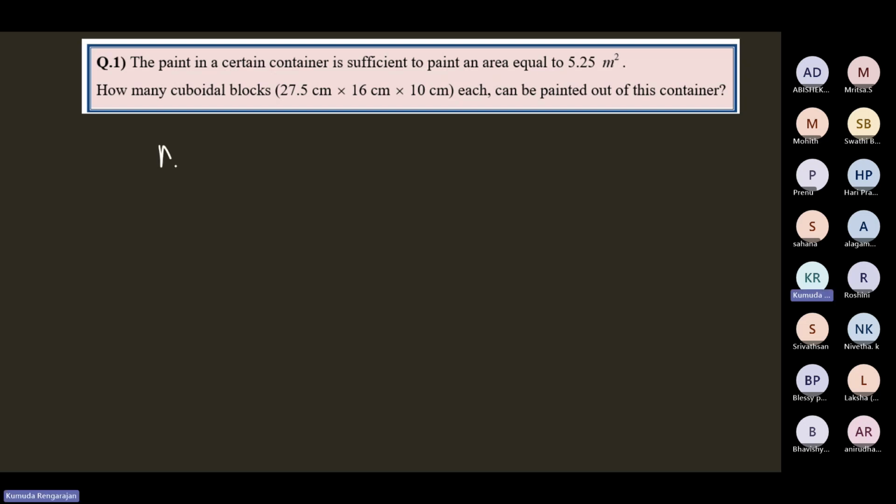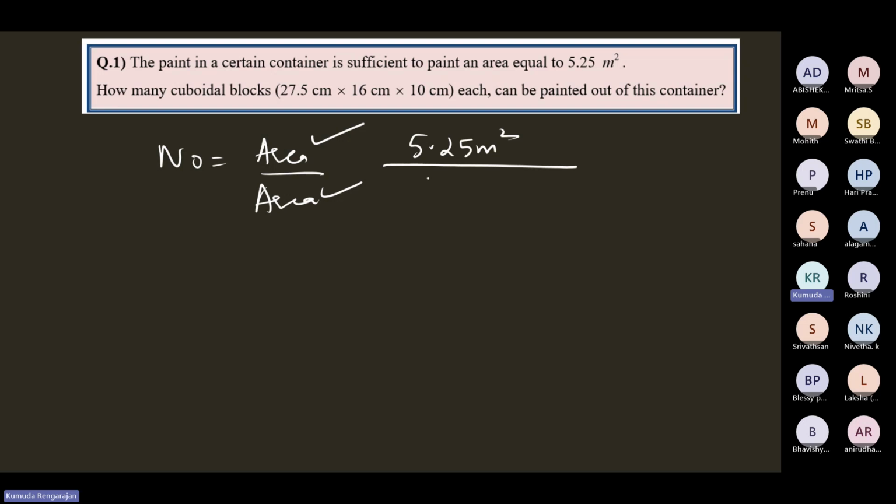See, in this case, the number of cuboidal blocks is equal to area by area. Now, which area in the numerator, which area in the denominator? The bigger area should be in the numerator. The bigger area is the total amount of paint that is available. So that 5.25 meters square will come in the numerator. In the denominator, the smaller area will come. That is the area of each cuboidal block.